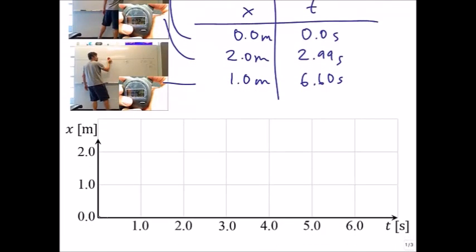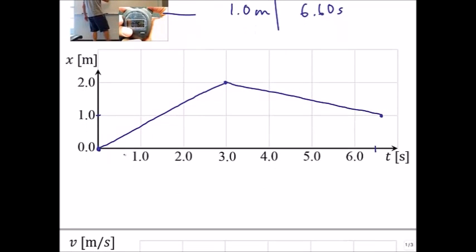So we can make plots of this. 0, 0 is on there. 2 meters and 2.99 seconds is on there, just a little bit shy of 3. And 1 meter and 6.60 seconds, so there's 6.5, so 6.6 is probably about there. Assuming constant velocity, we can now connect a straight line when the puck is going to the right quickly, and when the puck is going to the left slowly, it's again a straight line, but it's much less steep, something like that.